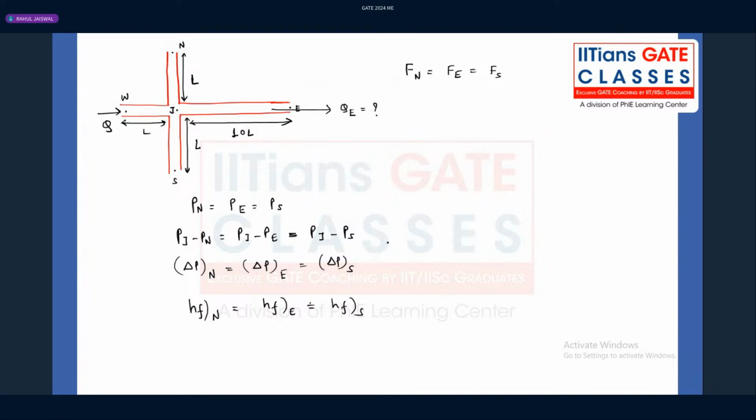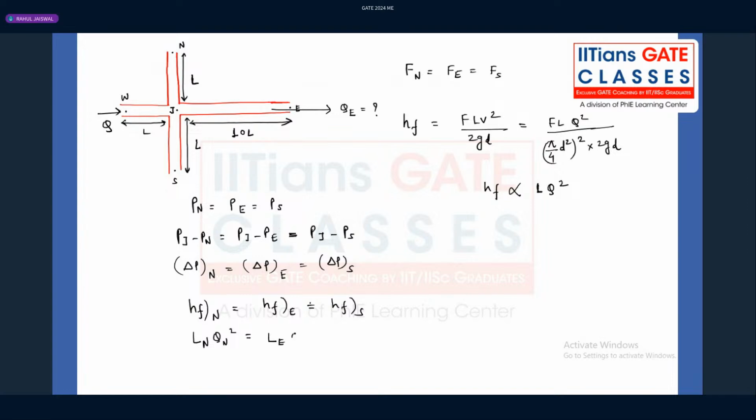They have not mentioned anything like lambda or turbulent flow. So we are going to use the general formula, f L V square over 2 g D. If I convert it in terms of discharge, I will be getting f L Q square over area, area is pi by 4 D square, into 2 g D. So from here, head loss is directly proportional to L Q square. That is what you are observing. We can equate the head loss due to friction in the N, E and S pipes: Ln Qn square, Le Qe square, Ls Qs square.